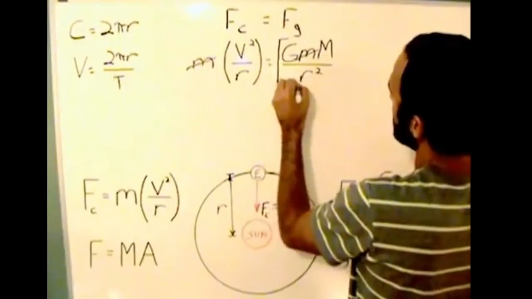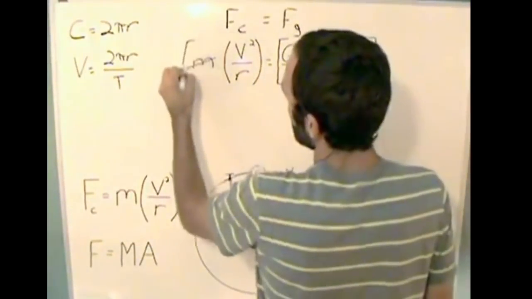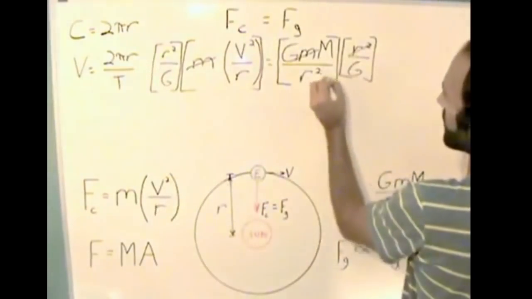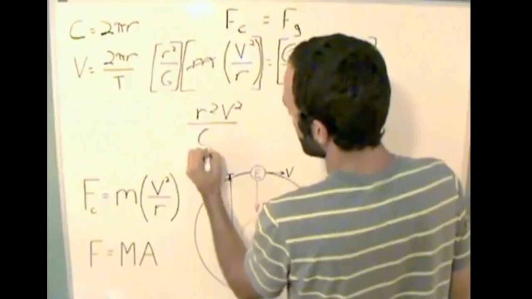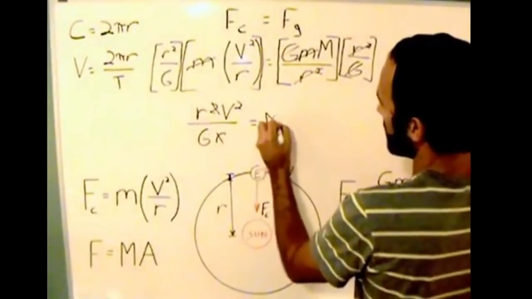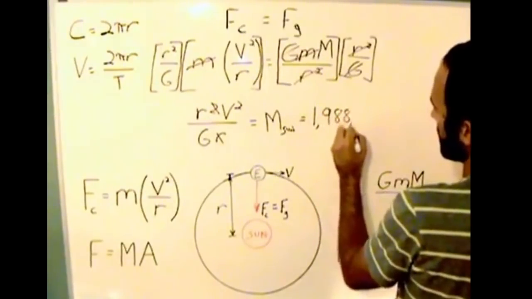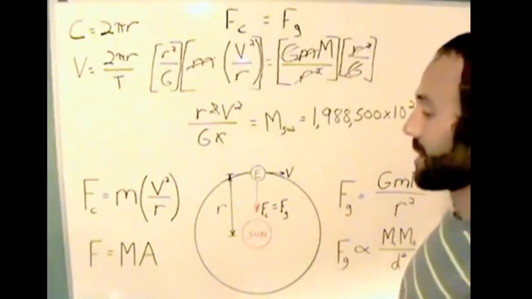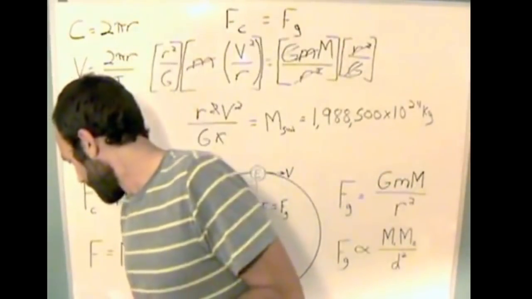Okay, so showing some simple algebra here, you could say multiply this side times r squared over g, multiply this side times the same thing, r squared over g, just to show the steps. So r squared cancels, g cancels. Over here you've got r squared times v squared over g times r, and then this r cancels. So you really just have r times v squared over g is equal to the mass of the sun. And that comes out to 1,988,500 times 10 to the 24th kilograms. And this is many, many times more massive than the Earth. The Earth is actually 5.97 times 10 to the 24th kilograms, I think. Is that written down? Yep, roughly.